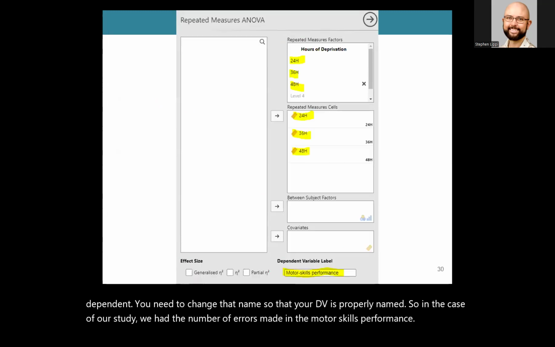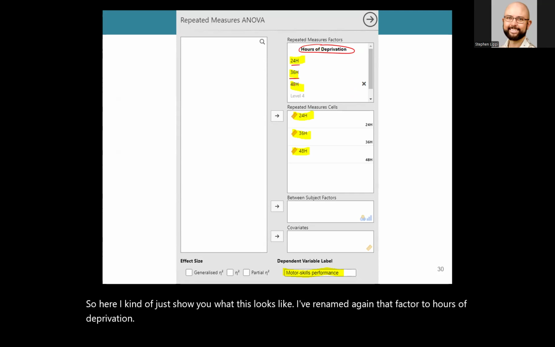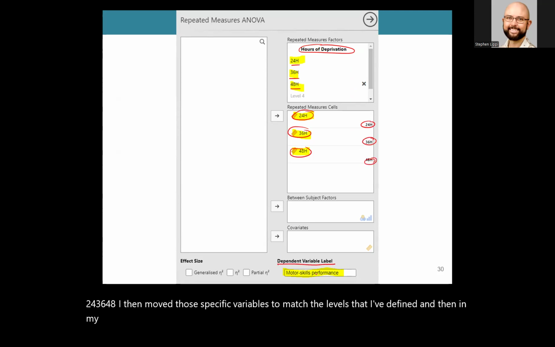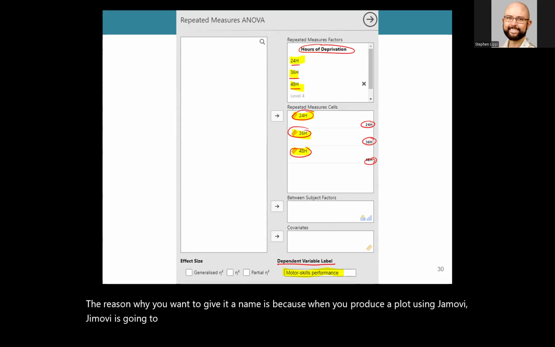So here I kind of just show you what this looks like. I've renamed, again, that factor to hours of deprivation, 24, 36, 48. I then moved those specific variables to match the levels that I've defined. And then in my dependent variable label, I've given it a name. The reason why you want to give it a name is because when you produce a plot using Jamovi, Jamovi is going to use whatever you have in this box in your graphs.